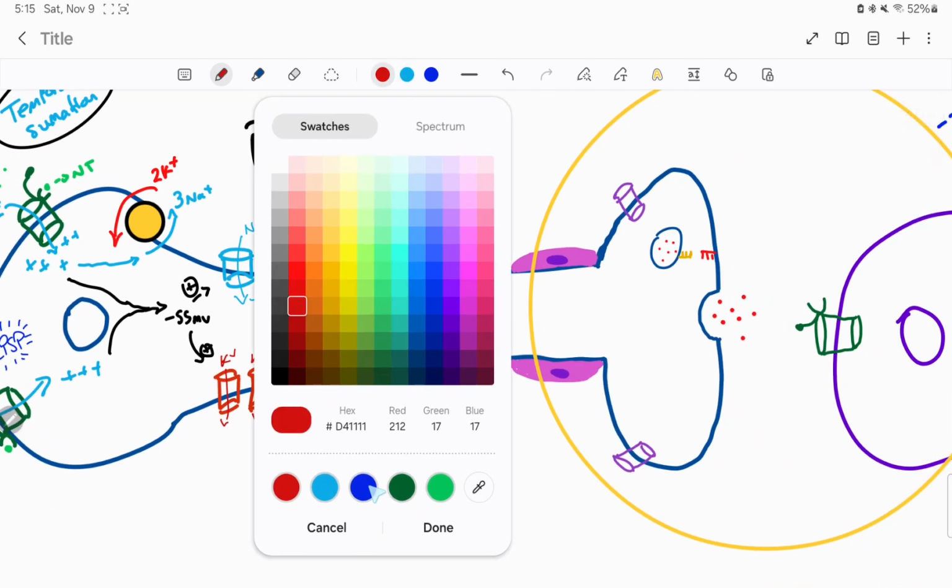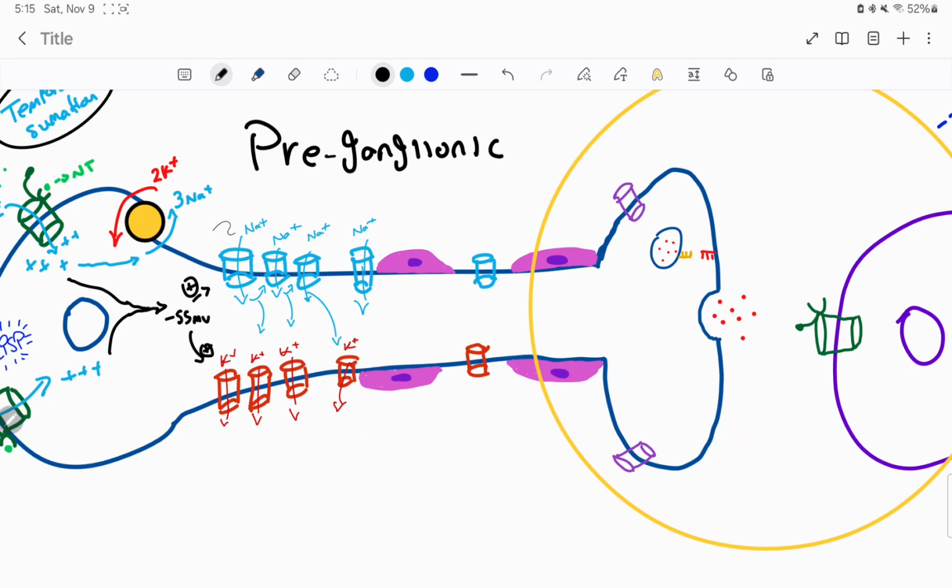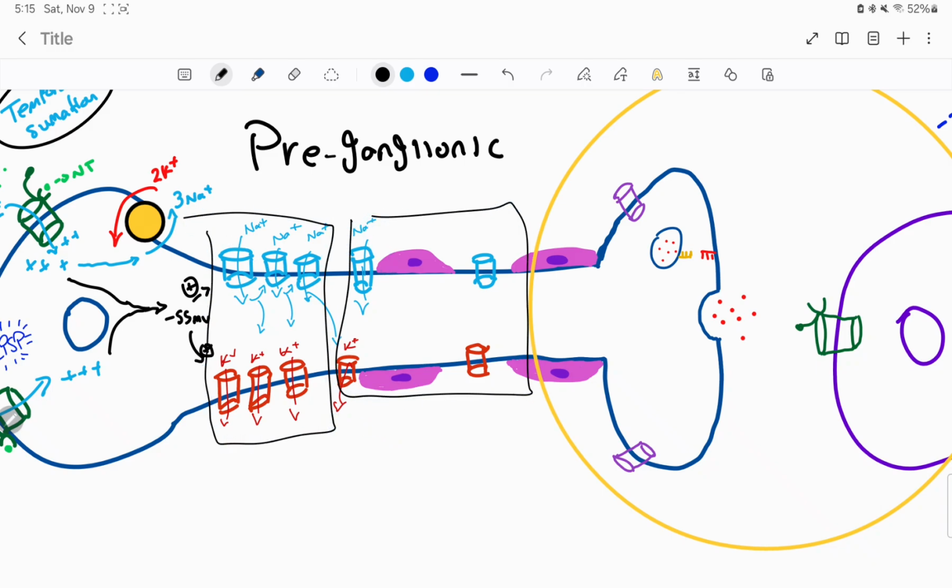Just a quick note about the morphology I want to make here. Notice the amount of channels I put here, and notice the amount of channels on the rest of the axon. On this portion of the axon, there is a higher concentration of channels than over here. Why is this the case? Because this is a very important portion of the neuron. It's called the axon hillock.